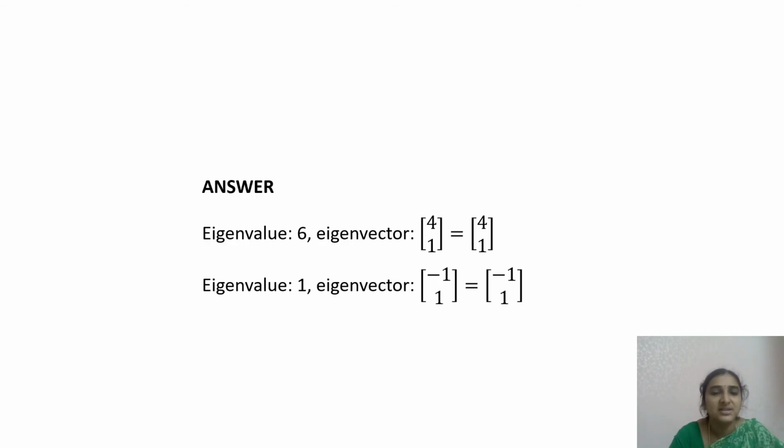Hence our vector would be minus t and t. Hence the answer is: for the eigenvalue 6 the eigenvector would be 4 and 1, and for the eigenvalue 1 the eigenvector would be minus 1 and 1.